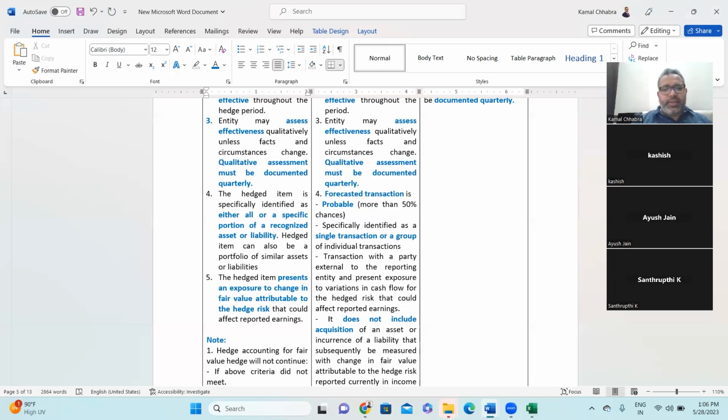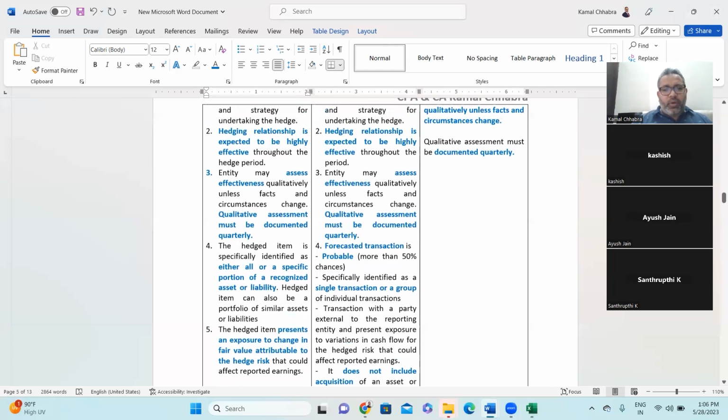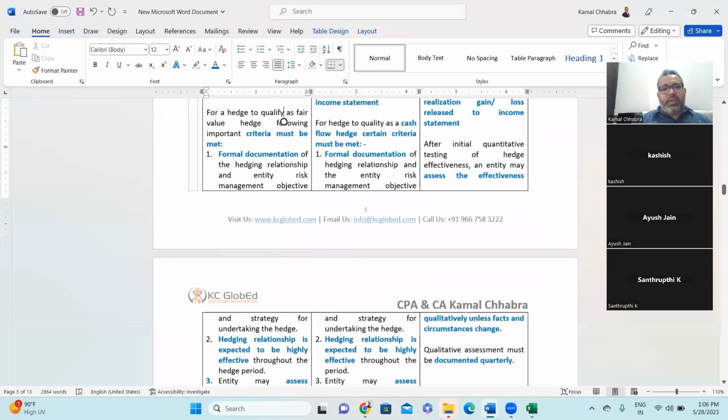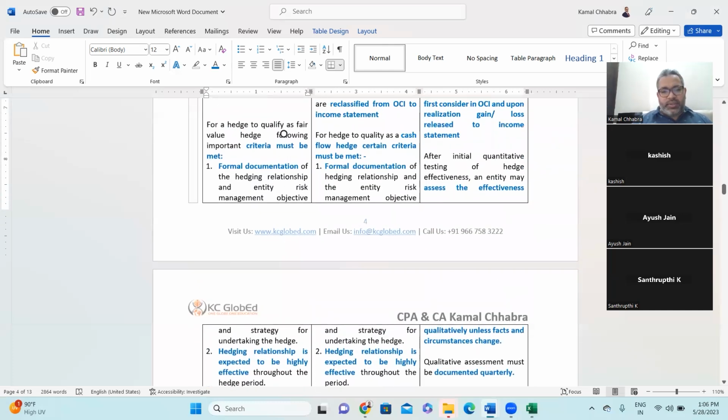Fifth one is the hedged item represents an exposure to change in fair value attributable to the hedged risk that could affect the reported earnings. So if all these five conditions exist, then that particular hedge transaction is called fair value hedge.